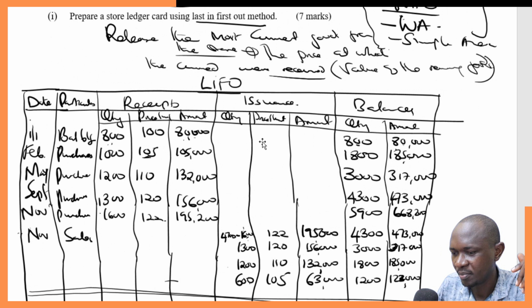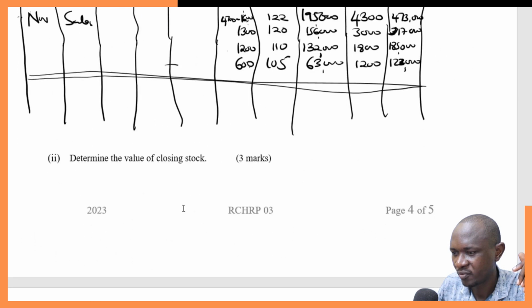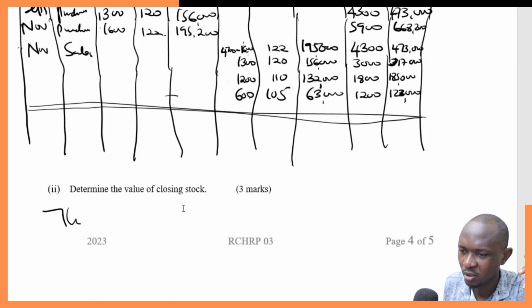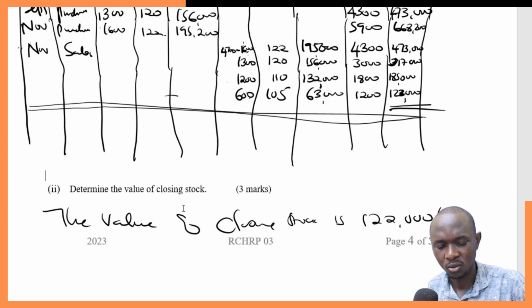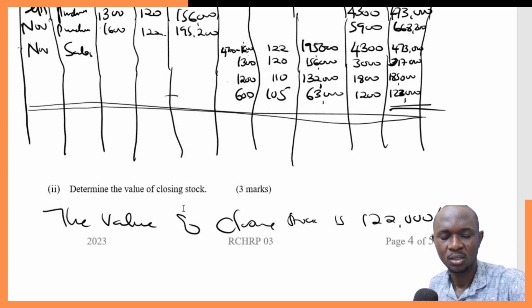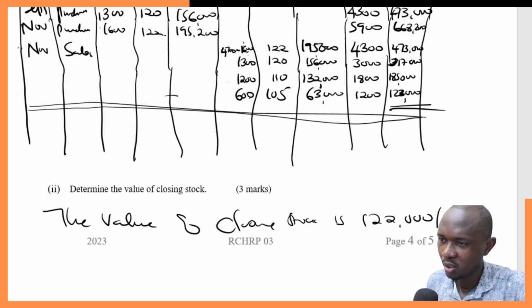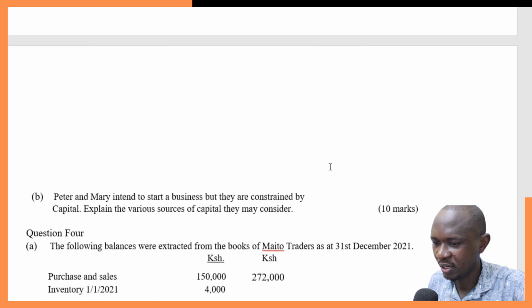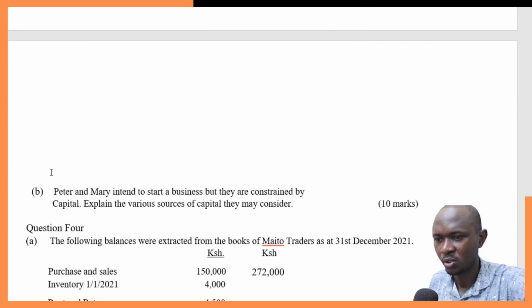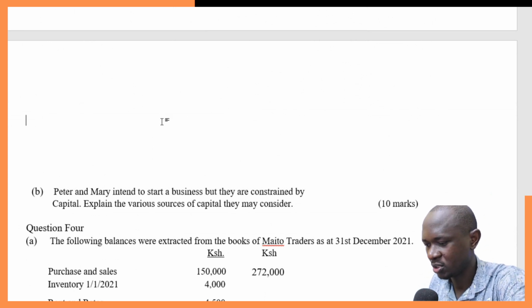Then the last part 2 of the question, determine the value of closing stock. The value of closing stock is 122,000. That's all. That is the value of the closing stock. So we are done with part A of that question. So part B of the question will take just a few minutes.